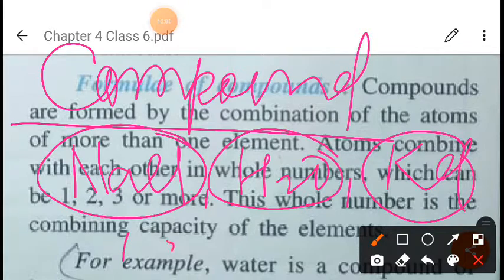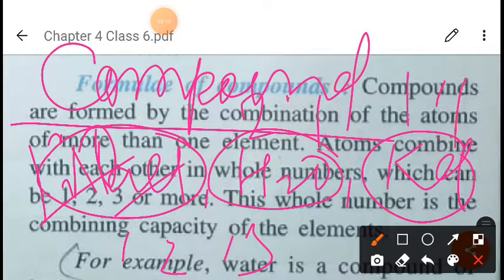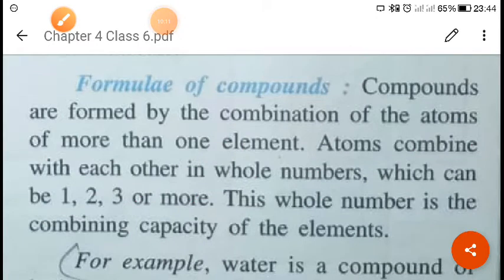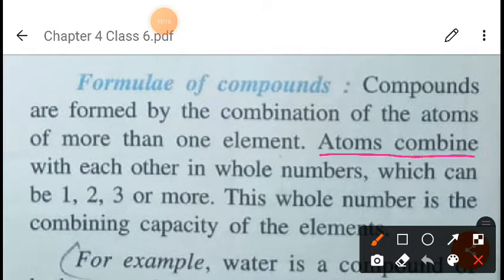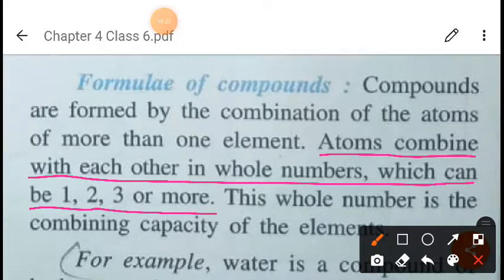It can be either 1, 2 or 3, right? Because if you talk about this, these are in a 1:1 ratio, okay? Here a 2:1 ratio, right? Here a 1:1 ratio, right? So in this ratio they are combining. As you can see, it is also written here, atoms combine with each other in a whole number which can be 1, 2 or 3 or more, okay?